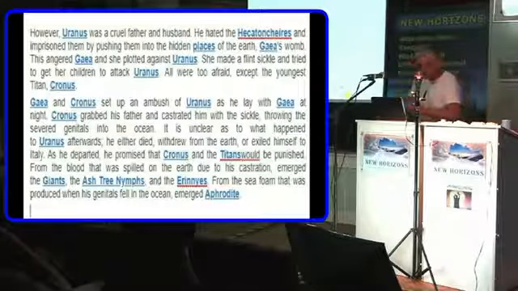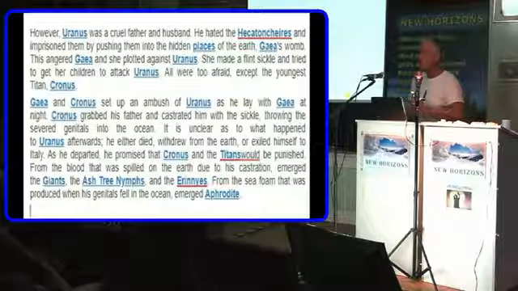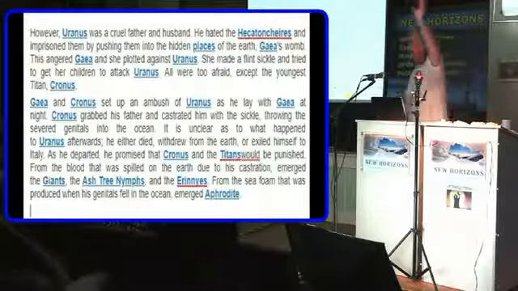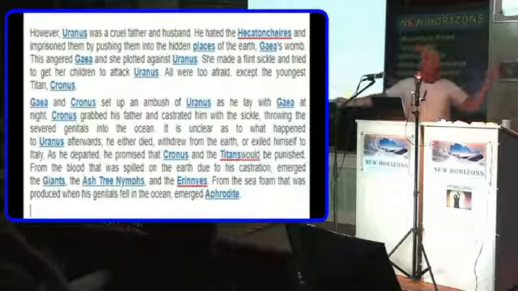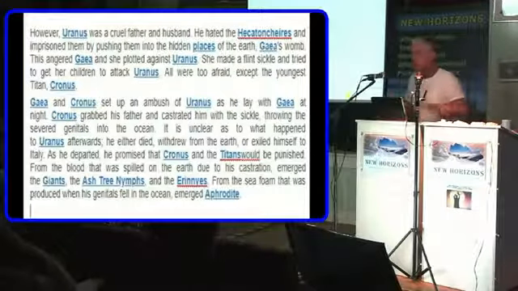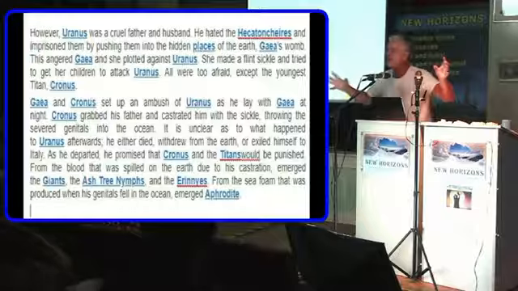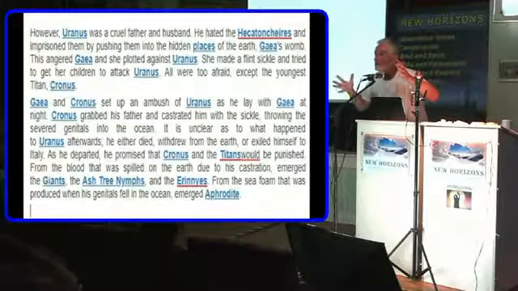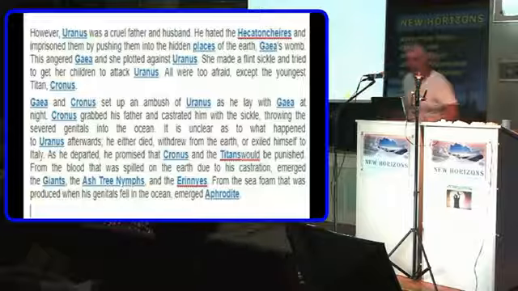Gaia and Cronus set up an ambush of Uranus as he lay with Gaia at night. Cronus grabbed his father and castrated him with the sickle, throwing his severed genitals into the ocean. He chopped his balls and his dick off and he threw it into the ocean. Now, these were titans, they could throw things for hundreds of miles. So we'll come back to that later. We need to look in the ocean for a dick and some balls. That's what we're going to look for. If we can find it, those are the dick and balls of Uranus.